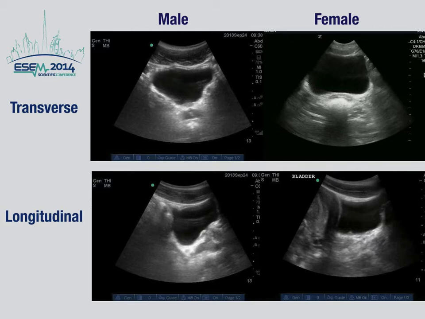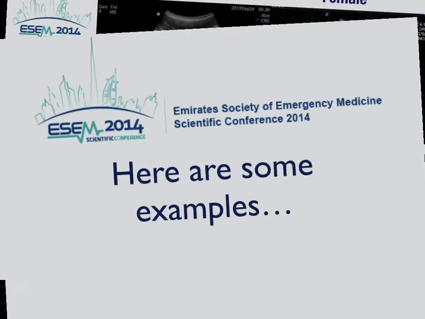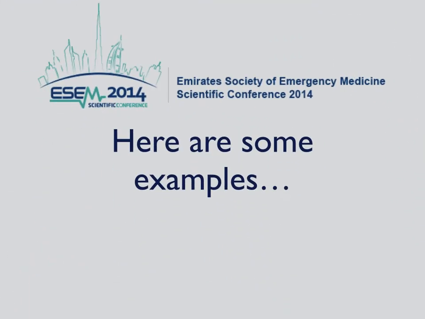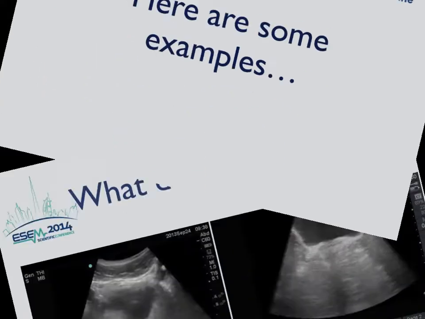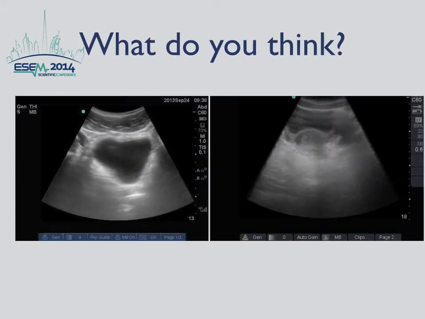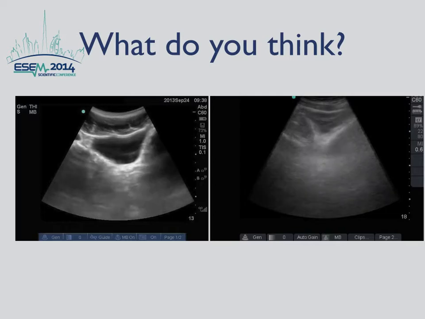These are normal images of both the transverse and longitudinal view in females and males. As you can see, the black fluid-filled structure is the bladder. Let's go through some examples. What do you think of these videos?